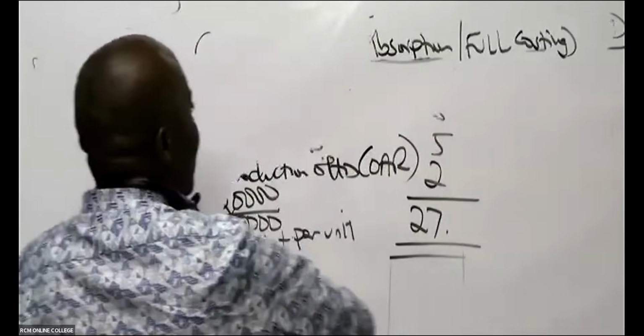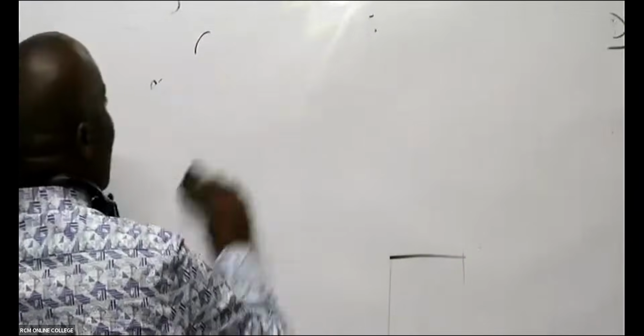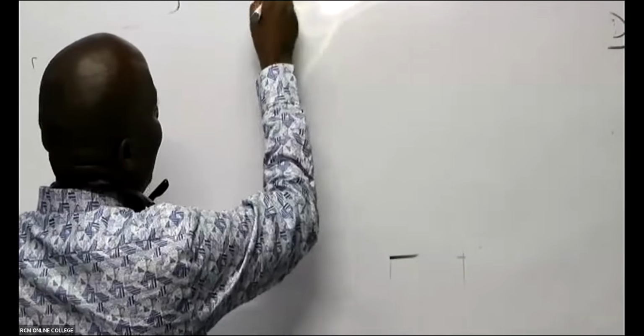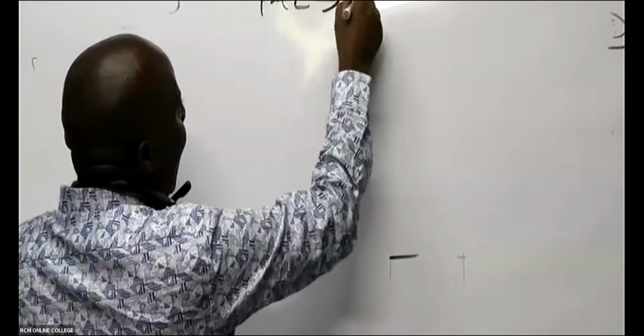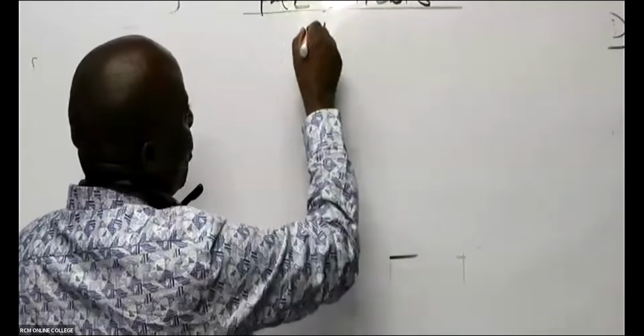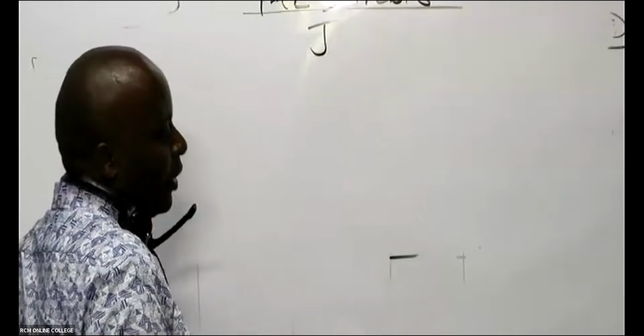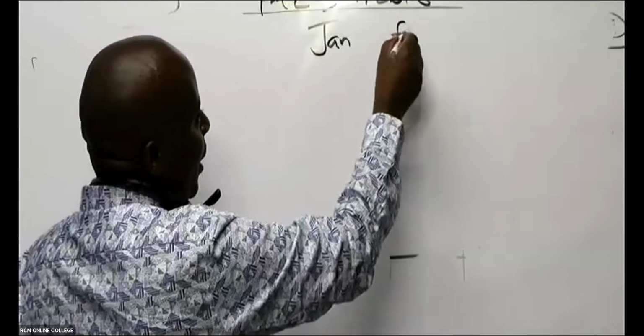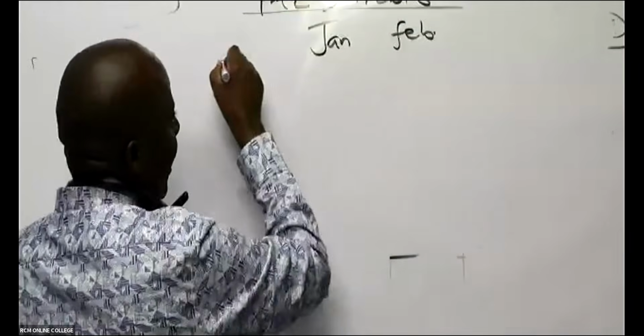Profit and loss statements using marginal costing. So we have here P and L, marginal costing. So we have January. We have what here? Somebody, February, like that.